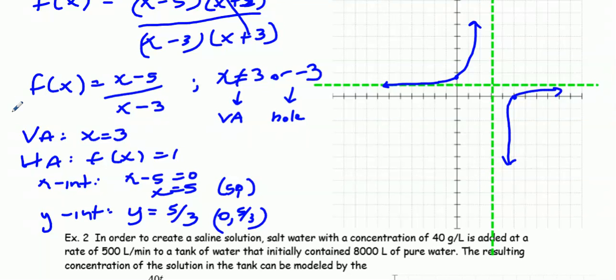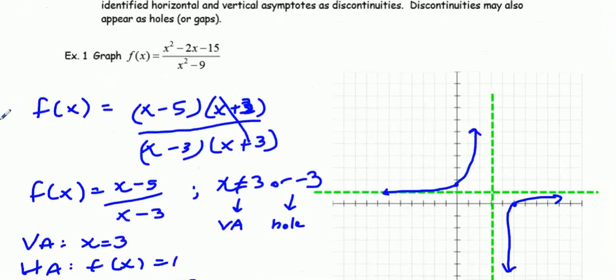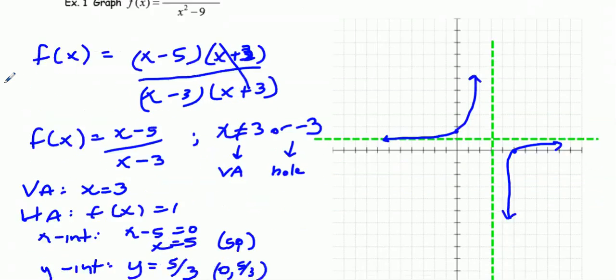Okay, so this is the graph of x minus 5 over x minus 3, but that is not the graph we were asked to graph. We were asked to graph this function here, x squared minus 2x minus 15 over x squared minus 9. That one had a hole in it at x equals negative 3. So what we have to do is figure out where that hole is.